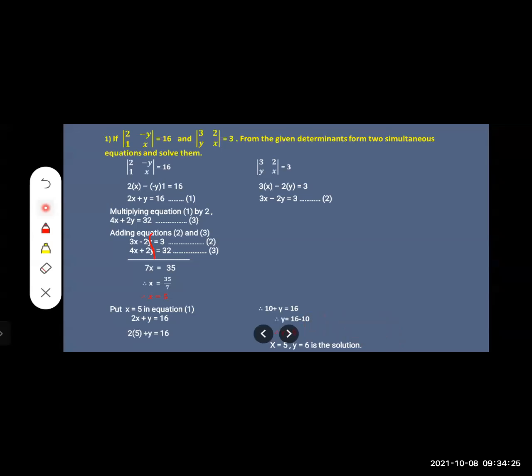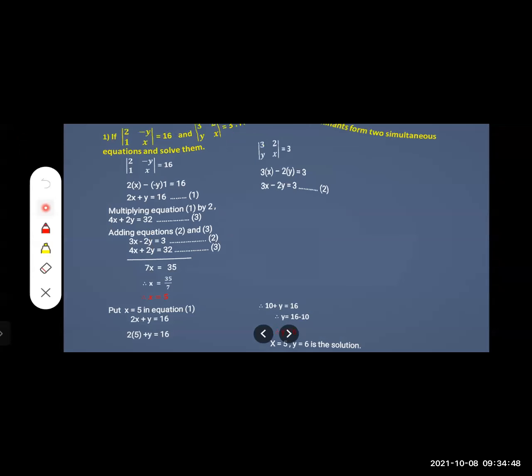Is it clear, children? So this also, one time they have asked for 3 marks in the board paper. So it's very easy. You can score 3 marks from this problem. Is it clear, children, from this sum? Yes. Now we'll go to the next one.